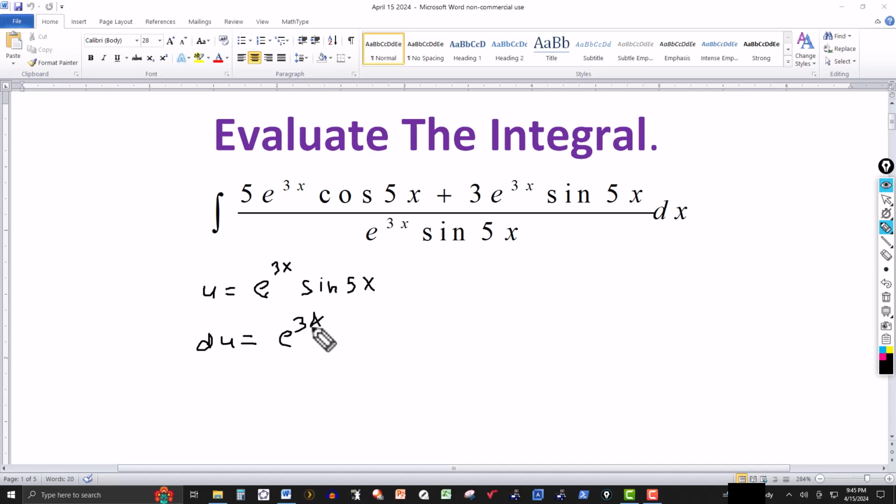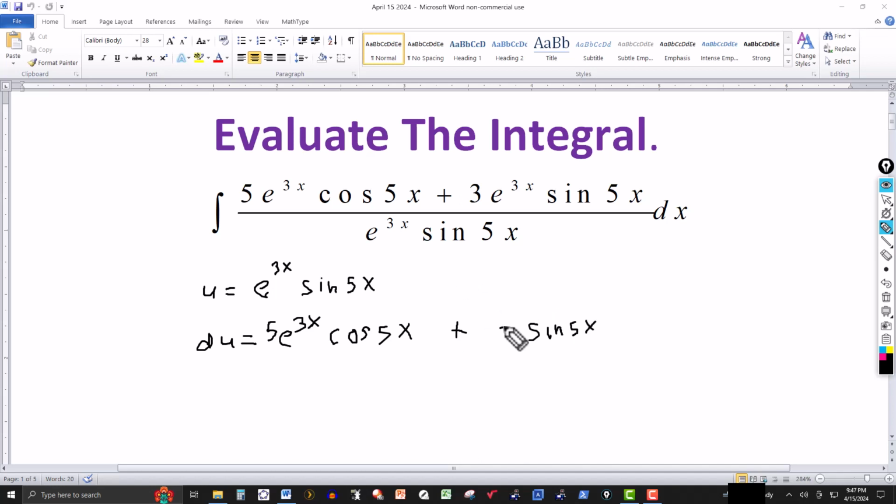So it's first times the derivative of the second. So e to the 3x times the derivative of the sine of 5x, and the derivative of sine is cosine. So we get cosine of 5x. And using the chain rule, the derivative of 5x is 5, so that would come out in front, like that. And then it's the second term, that's the sine of 5x.